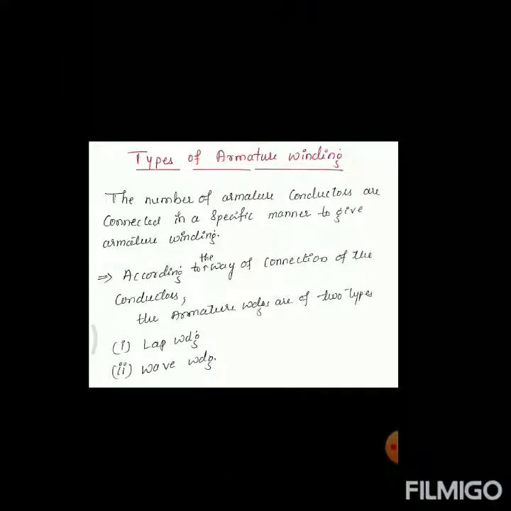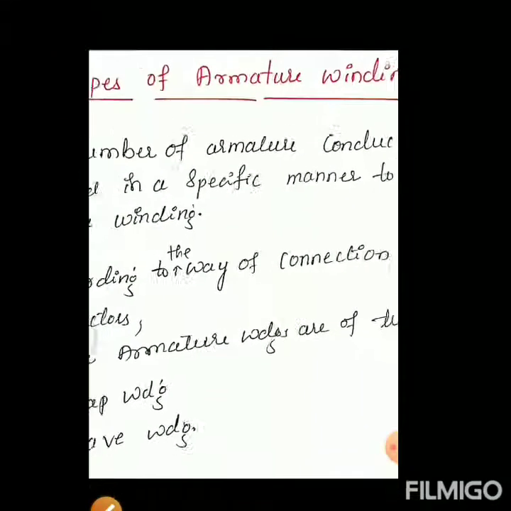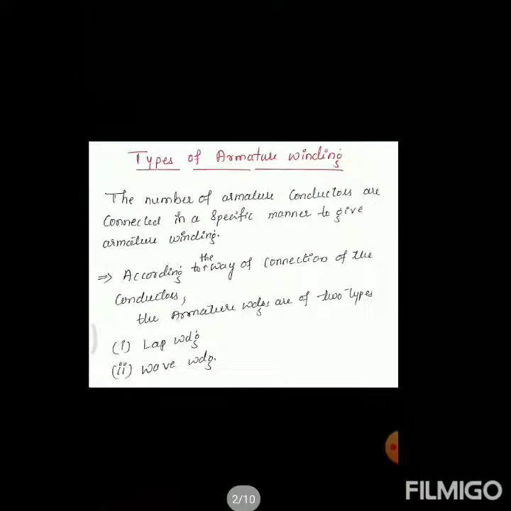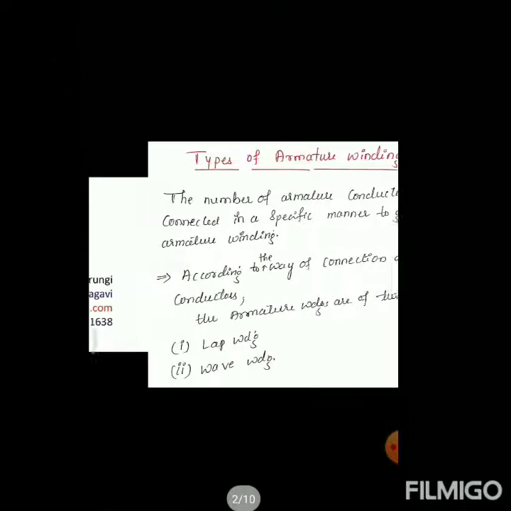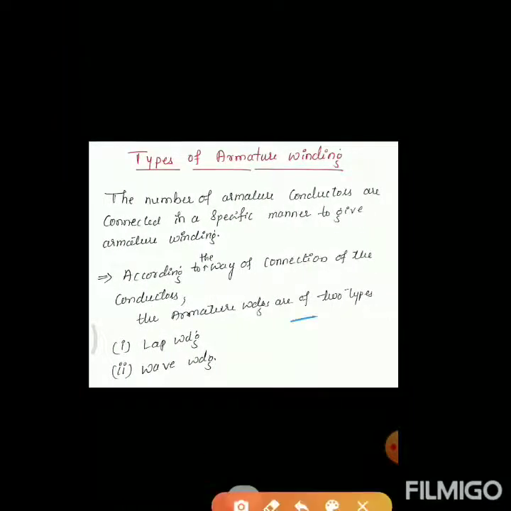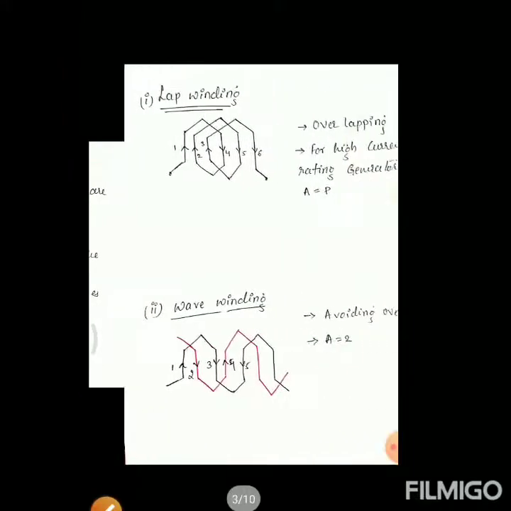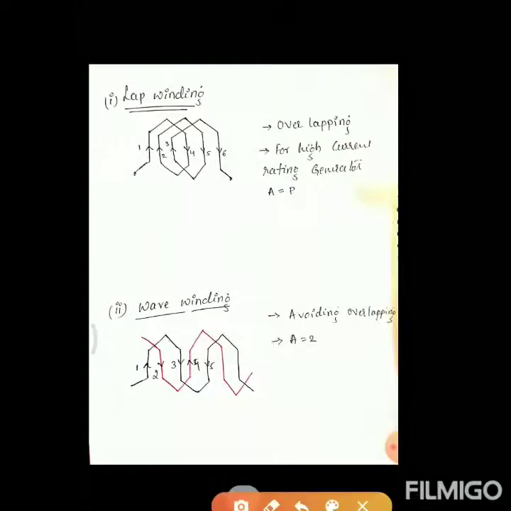As we said, the armature conductors are connected in a very specific manner to give an armature winding. According to the way of connection of the conductors, the armature windings are of two types. One is lap winding, another one is wave winding. We'll see what a lap winding and a wave winding are. Let's see the first one, lap winding.